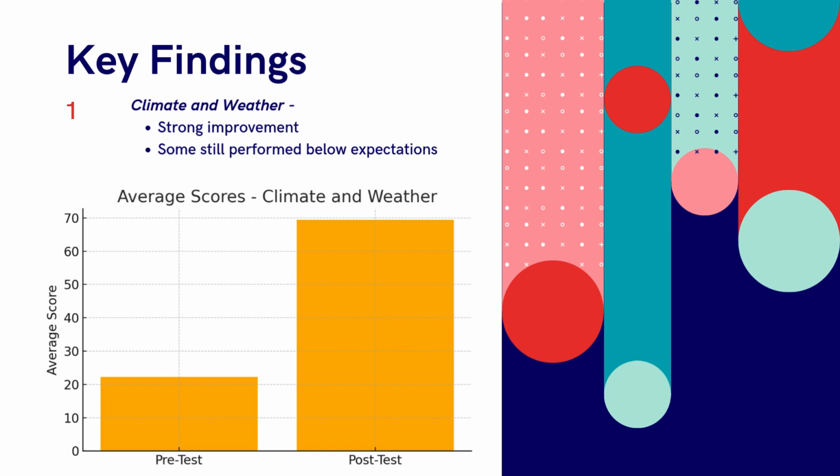So under climate and weather, the key findings were that students demonstrated the strongest improvement in this area. However, there was a small group of students that still scored below expectations, indicating a need for additional support. When you look at the percentage breakdowns of the climate and weather assessment, you had 22.7% of students below average, 9% of students average, and 68% of the students that were above average.